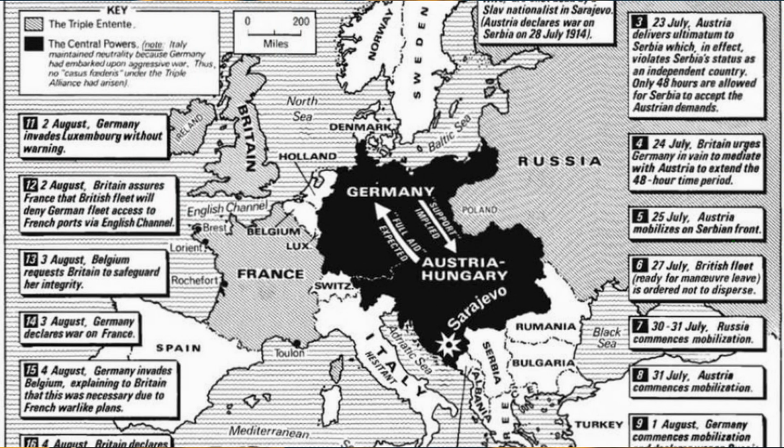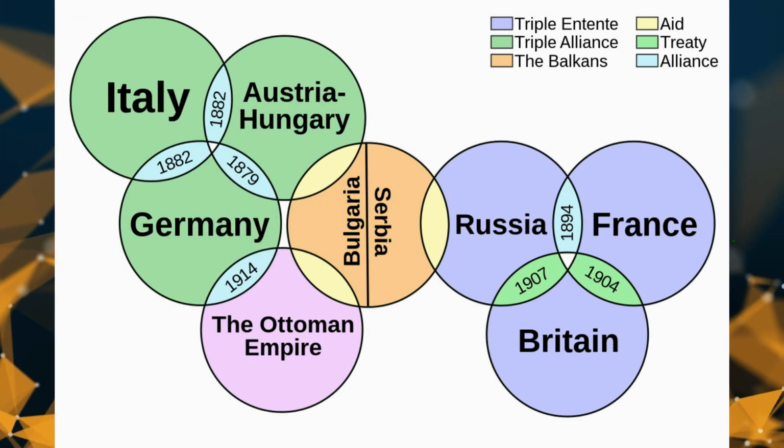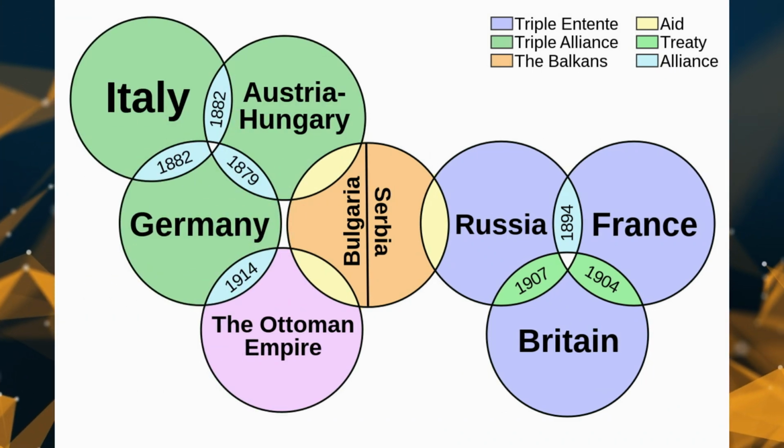Second, Austria-Hungary blamed Serbia. Austria-Hungary blamed Serbia for the assassination and issued a harsh ultimatum with a short deadline for Serbia to comply. Serbia partially agreed to the demands, but Austria-Hungary saw this as insufficient and declared war on Serbia on July 28, 1914. Third, alliance system pulls in other nations.